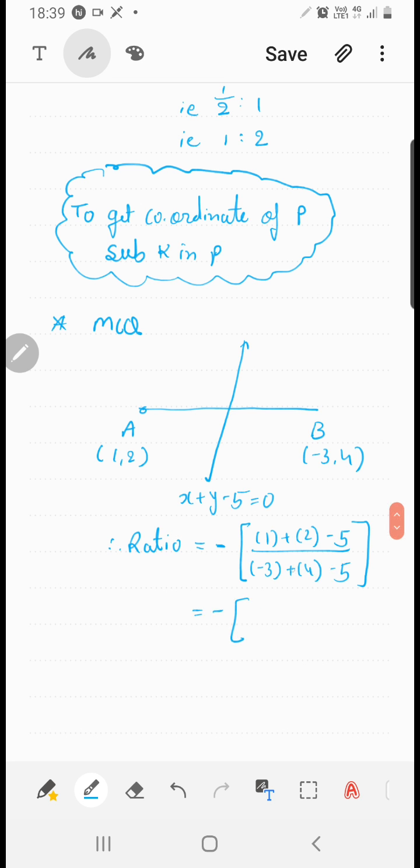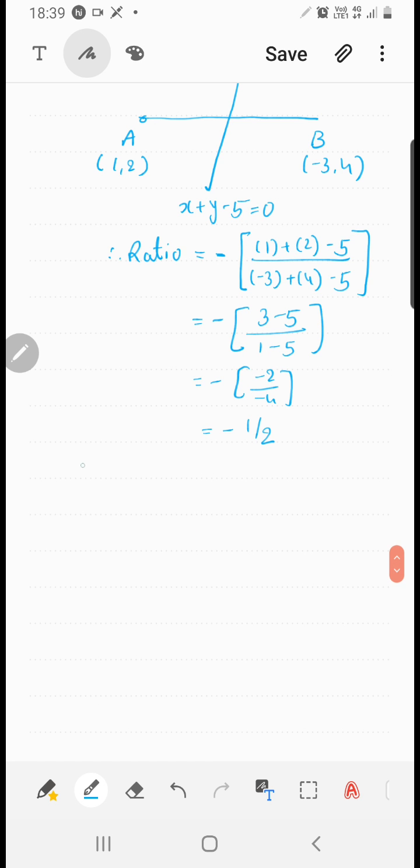So what I get is minus of 3 minus 5 upon 1 minus 5. So if you see, what I get here is minus of 2 upon minus 4. The end result is minus 1 by 2. So we got the same result. So can I say this implies externally in the ratio 1 is to 2. So it's a very fast technique. In MCQ, generally they will ask you to find the ratio, so we can use this technique. You can expect one more question on this.